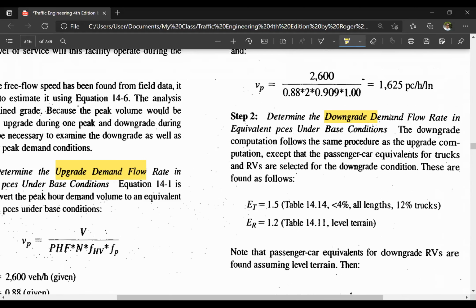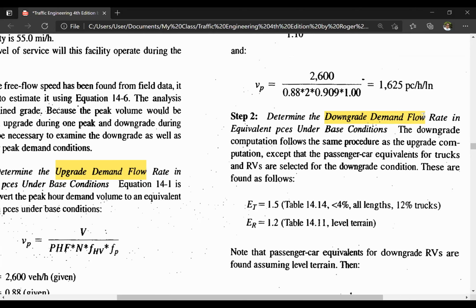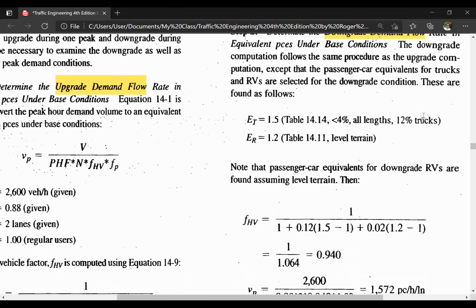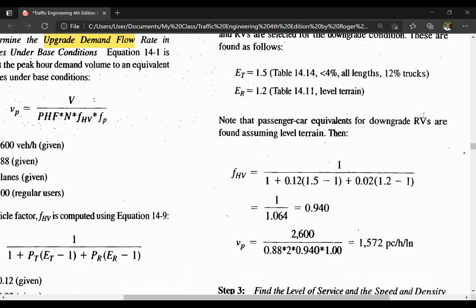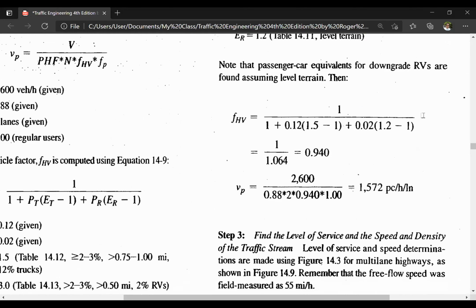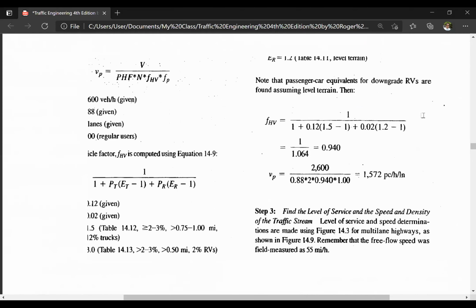Downgrade, another one. Don't forget that there are two directions. One is upgrade, the other one must be downgrade. So look up the right ET and ER. Then you can find FHV, which is 0.94. The vP is equivalent to 1,572 passenger cars per hour per lane.